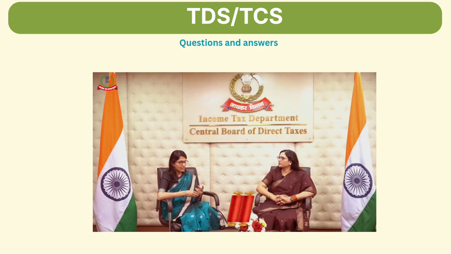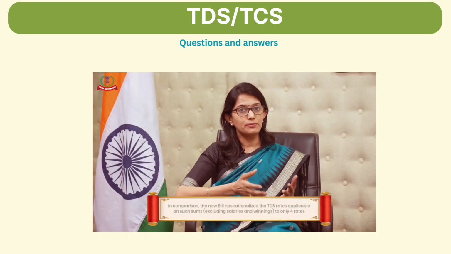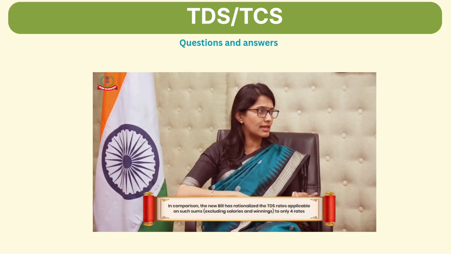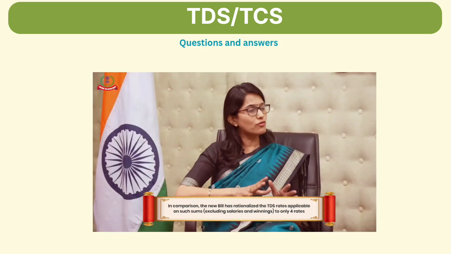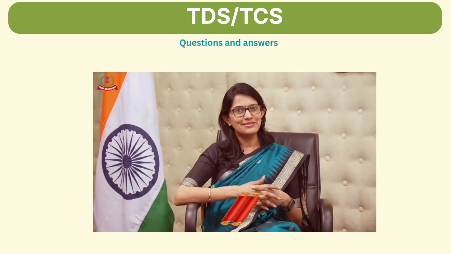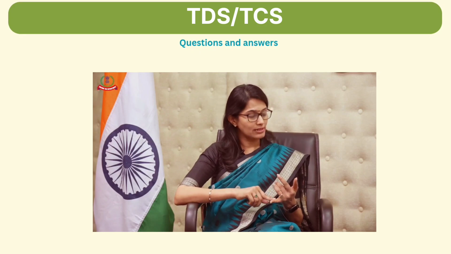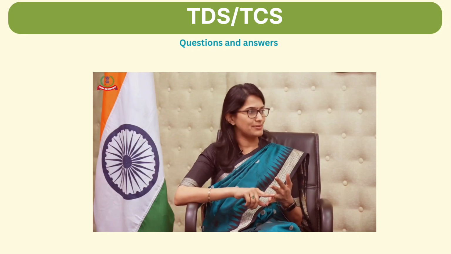That is 0.1%, 1, 2, 10, 25 and 30%. In comparison, the proposed bill has rationalized the TDS rates applicable on such sums, which is again excluding salary and winnings, into 4 rates akin to 4 GST slabs. So that is only 0.1%, 1, 2 and 10%.